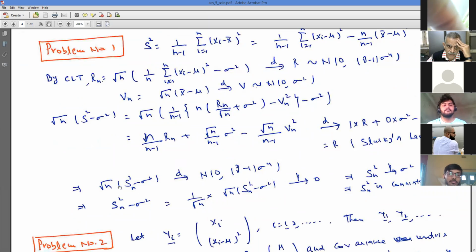So this is the asymptotic distribution. Root n (Sn square minus sigma square) will go in distribution to normal 0, gamma minus 1 sigma to the power 4. Now once you have that, Sn square minus sigma square can be written as 1 upon root n into root n (Sn square minus sigma square). 1 by root n goes to 0, and this goes in distribution to something. So by Slutsky's lemma again, this will go in probability to 0 times whatever that random variable is. So Sn square minus sigma square goes in probability to 0, which is equivalent to saying that Sn square goes in probability to sigma square, which implies that Sn square is consistent for sigma square. Is that okay?